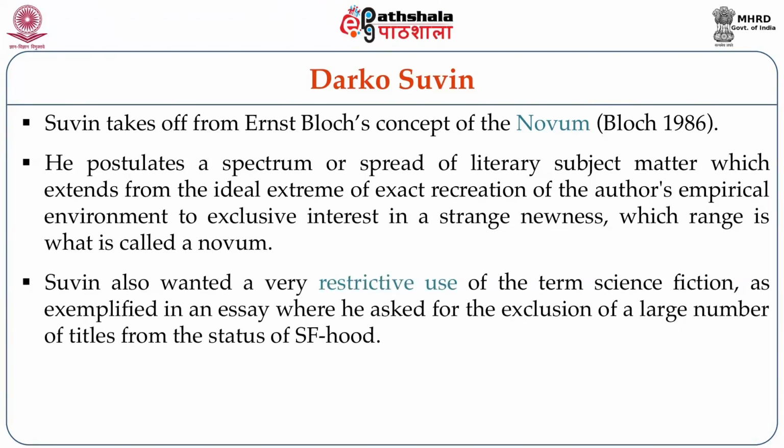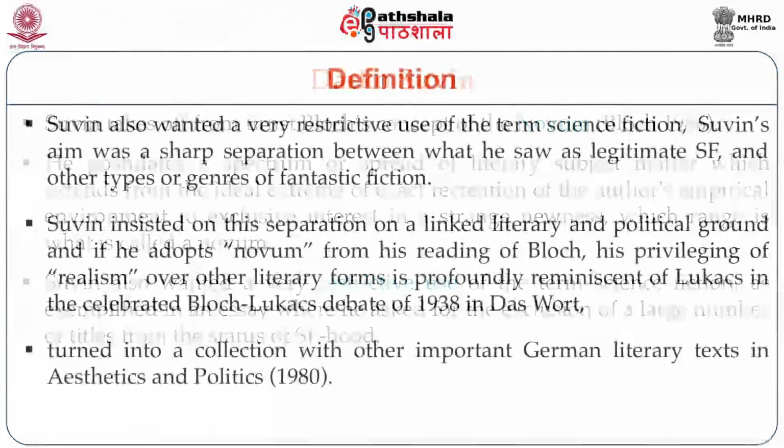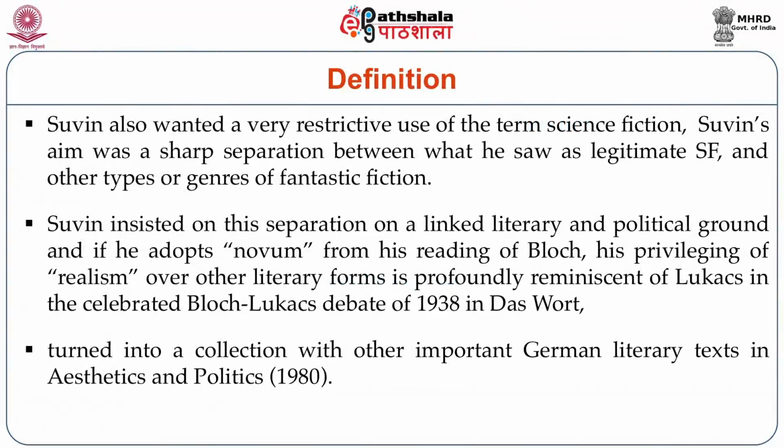Suvin aims at a very restrictive use of the term science fiction. He wants to make a very sharp separation between what he sees as legitimate SF and other types or genres of fantastic fiction. He insisted on this separation on a linked literary and political ground, combining a borrowing of novum as a concept from Bloch and a stress on realism taken from Georg Lukács.